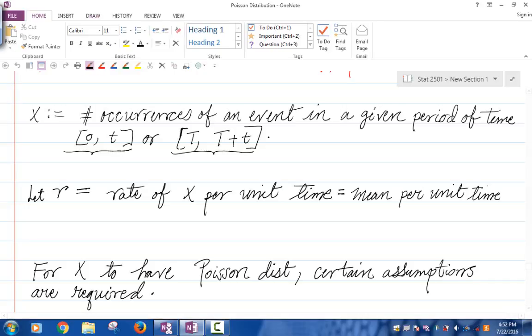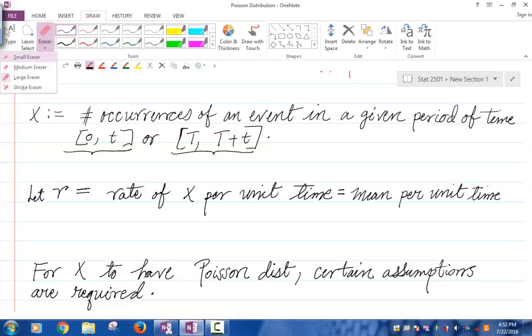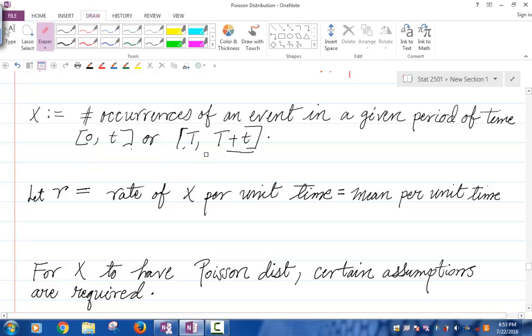Now, in our discussion, we will simply stick to the interval from 0 to t, but the discussion equally applies to the interval from cap T to cap T plus small t. So once again, cap X is the number of occurrences of an event in a given period of time, and the period is from 0 to t.